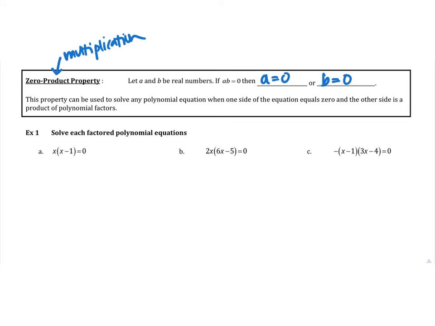It says this property can be used to solve any polynomial equation when one side of the equation equals 0 and the other side is a product of polynomial factors. So we have to have 2 conditions.